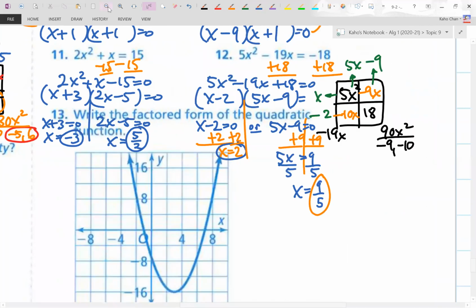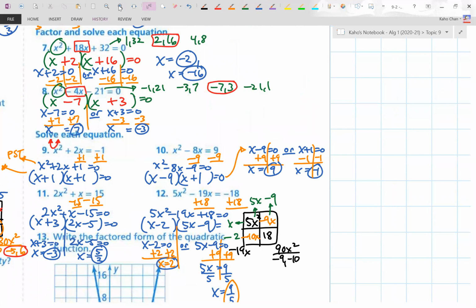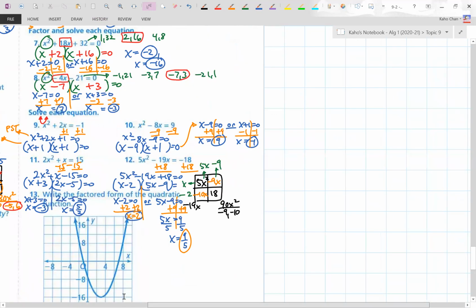We are going to skip 13 and 14. Those are not required anymore. Let me know if you have any questions.